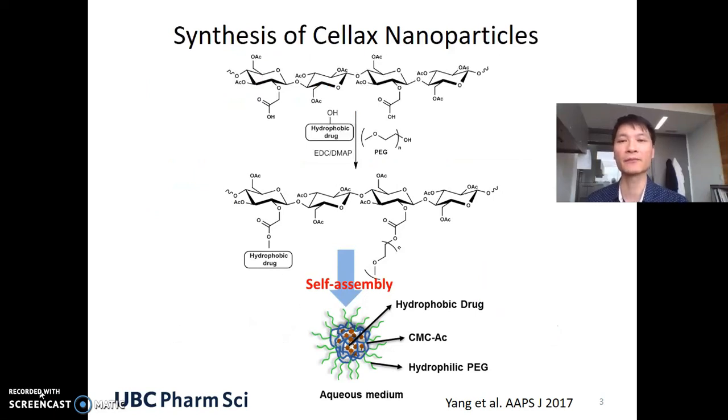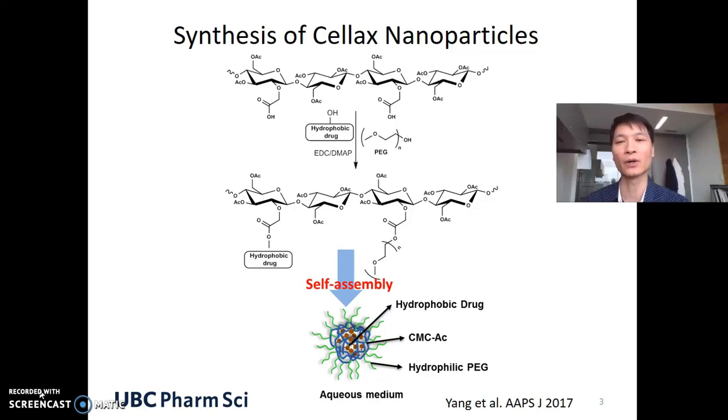So this shows the chemical structure of Cellax and Cellax nanoparticles. If you have some chemistry background, you probably can appreciate that Cellax is composed of polysaccharide conjugates. We modify a naturally occurring polysaccharide and conjugate the drug to the side chain of the polysaccharide. We carefully control the chemistry so that the final polymer conjugate can self-assemble into nanoparticles.